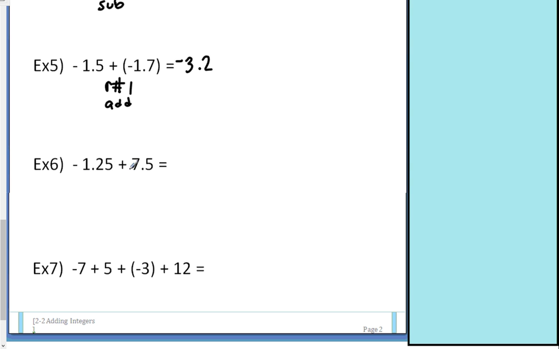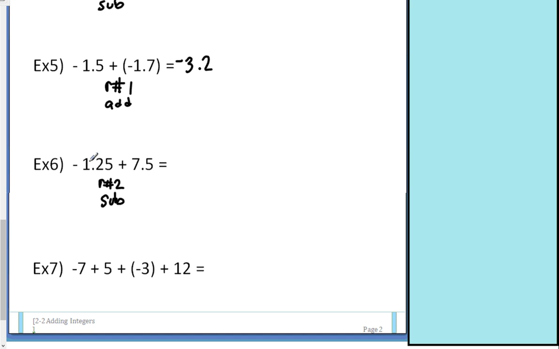Negative 1.25 plus 7.5. Same sign or different signs? Different, so that's rule number 2. Do I add them or subtract them? Rule 2 says to subtract them. You don't have to memorize that, just think common sense. If I have 7 yellow chips and 1 red chip, I'm going to make 0 pairs. I'm going to subtract. Keyword: subtract.